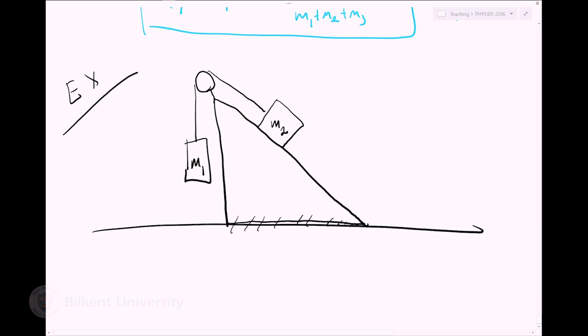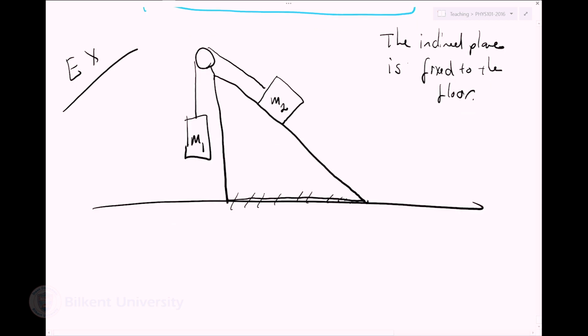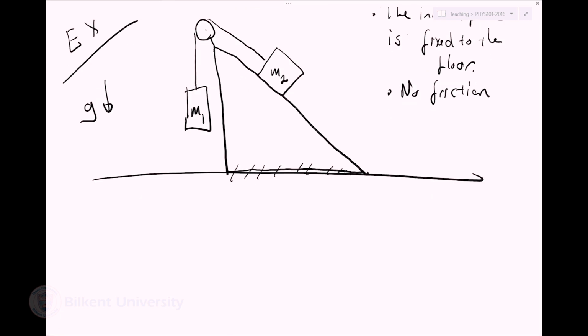So, the inclined plane is fixed to the floor. There is no friction. All my pulleys and strings are massless and frictionless. There is gravity G. So now I have 2 questions.